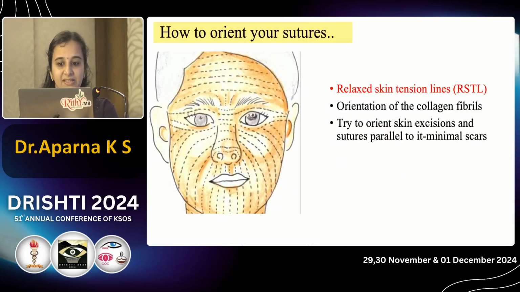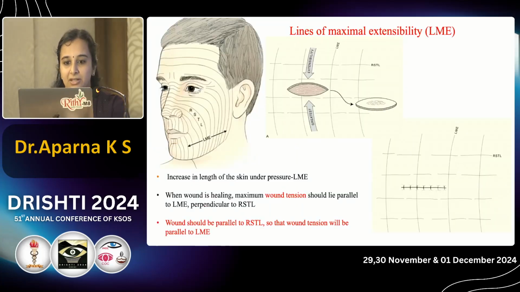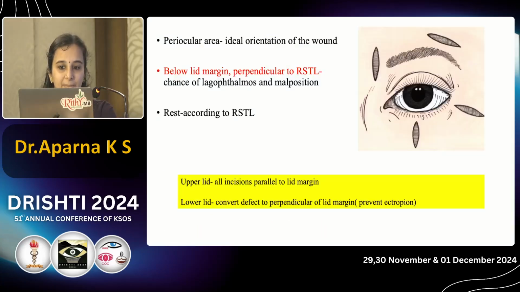One important concept is relaxed skin tension lines or RSTL. These are basically the orientation of collagen fibrils. So whenever you are making an incision or doing suturing, try to orient it parallel to the RSTL. This will help to minimize the scarring. Another important concept is line of maximum extensibility or LME. It is basically the increase in length of skin under pressure. Whenever a wound is healing, the maximum tension should lie parallel to LME, that is, perpendicular to RSTL. So the wound should be parallel to RSTL so that the wound tension will be parallel to LME.